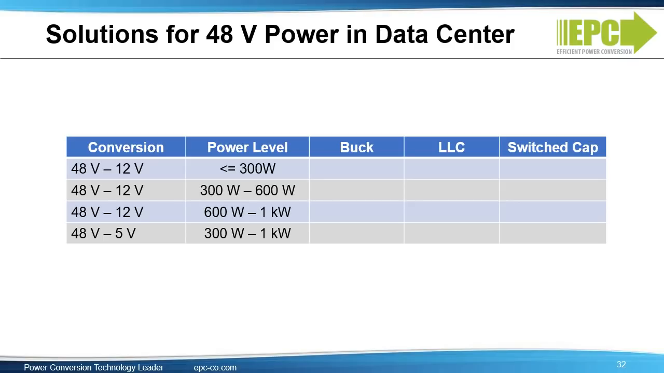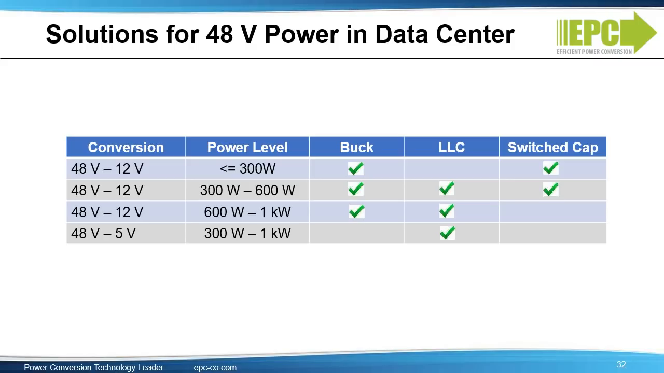Now let's summarize the topology choices by conversion and power level. The switch cap is inexpensive and very efficient at 48 to 12 volts for power levels less than 600 watts, but has limitations for higher power, and it's too complicated for 48 volts to 5 volts. The buck is the least expensive and smallest solution for 48 volts to 12 volts up to about 300 watts. Both the buck and the LLC have higher power density than switch capacitors. However, the LLC allows the best efficiency for over 600 watt applications for both 48 volt to 12 volt and 48 volt to 5 volt.